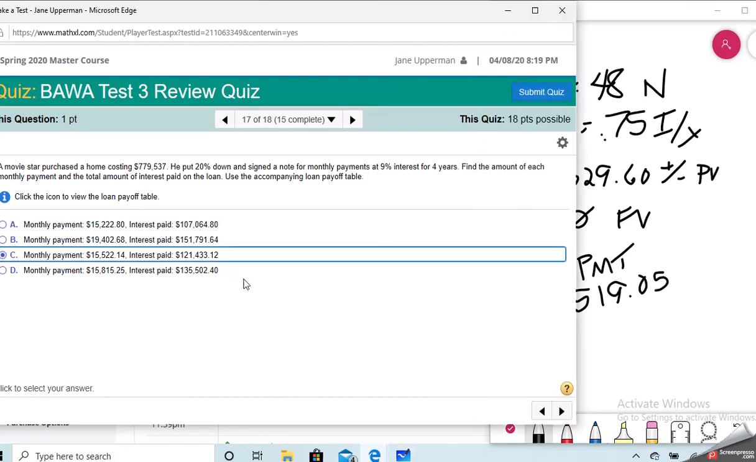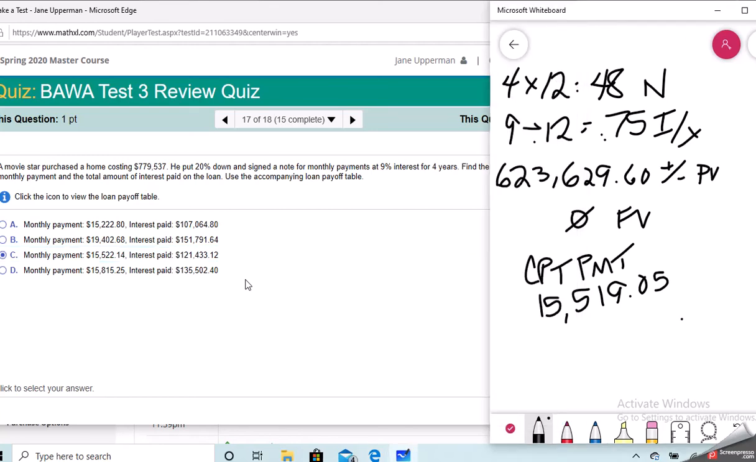And then your interest paid, to calculate it as theirs, if we take that $15,522.14 and we multiply that by our 48 monthly payments, we're paying $745,062.72 for this house. If we subtract the 623,629.60, which is what we borrowed, the difference is going to be the interest. So that's $121,433.